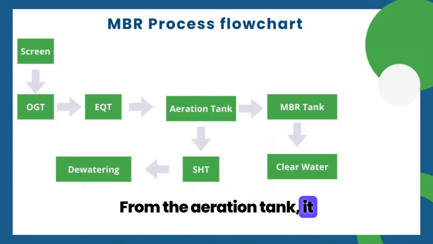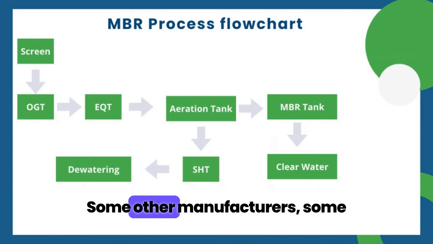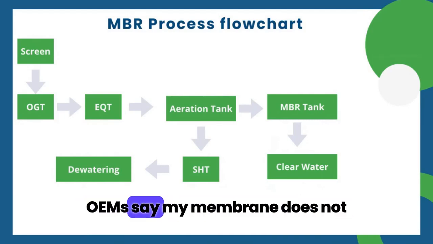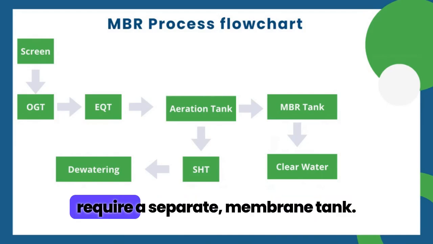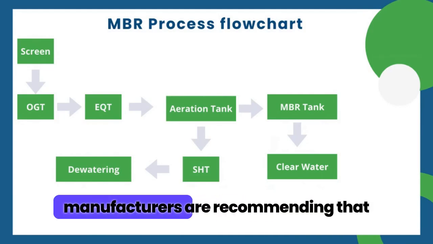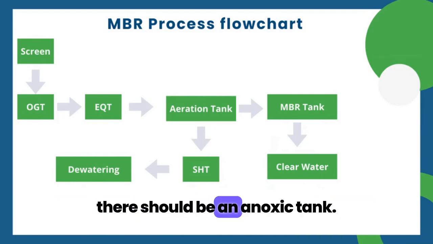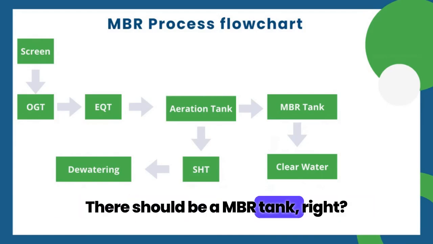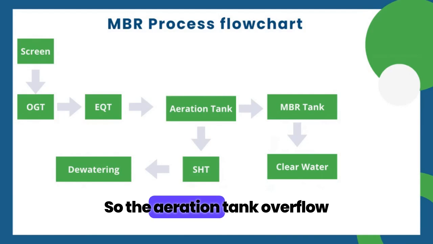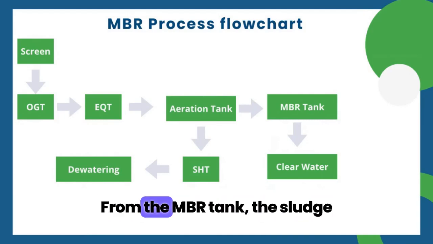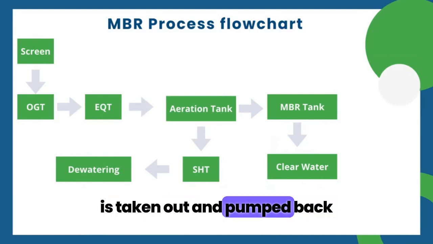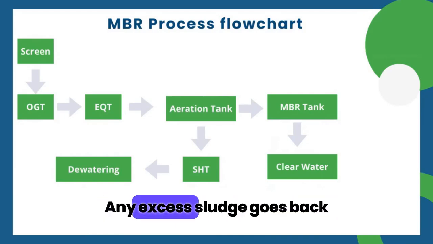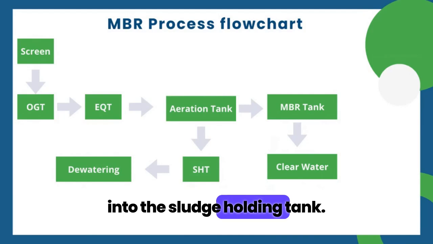From the aeration tank, it goes into an MBR tank. Some other manufacturers, some OEMs say, my membrane does not require a separate membrane tank, but the reality is the membrane manufacturers are recommending that there should be an anoxic tank, there should be an MBR tank, right? So the aeration tank overflow goes into the MBR tank. From the MBR tank, the sludge is taken out and pumped back into the first stage. Any excess sludge goes back into the sludge holding tank.